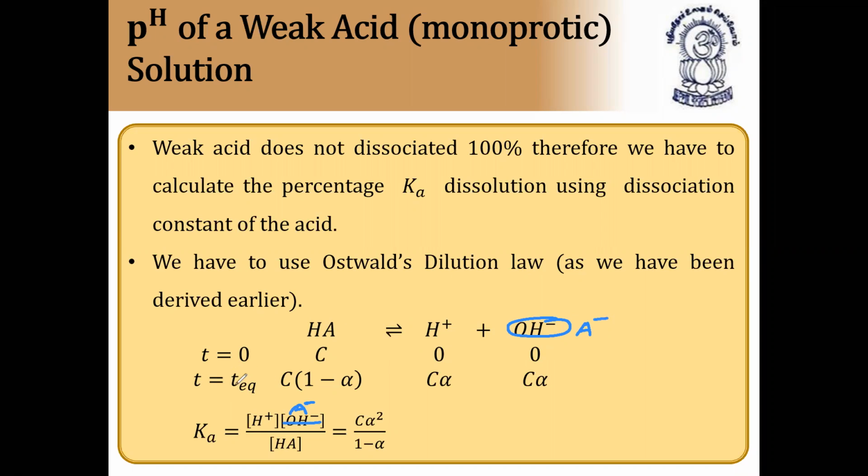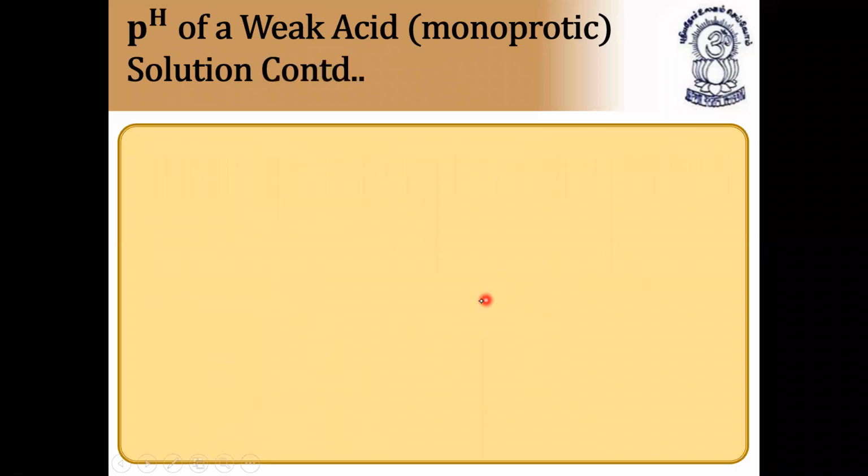And at equilibrium, what happens? This becomes C into (1 minus alpha), C alpha, and C alpha. So then Ka is equal to C alpha square by (1 minus alpha). In this way, we will calculate the dissociation constant of a weak acid.